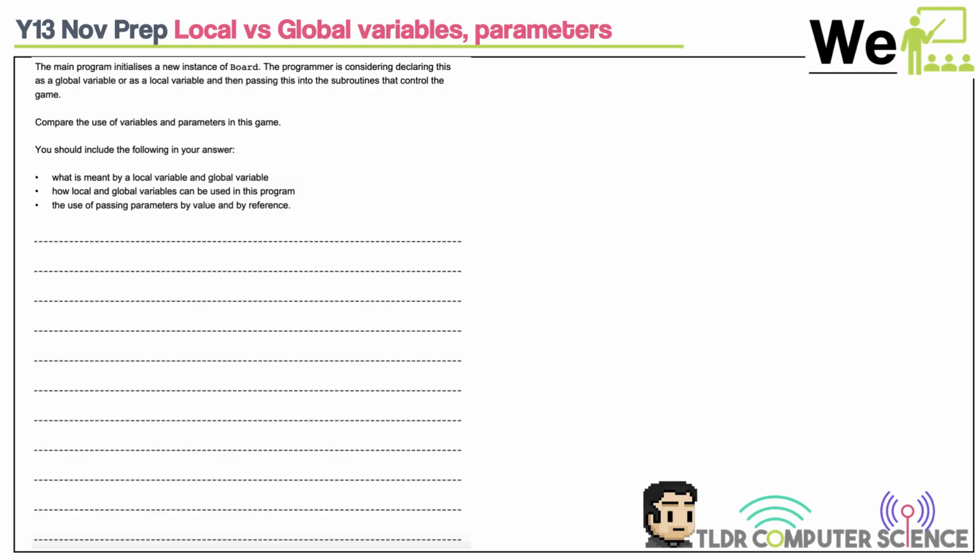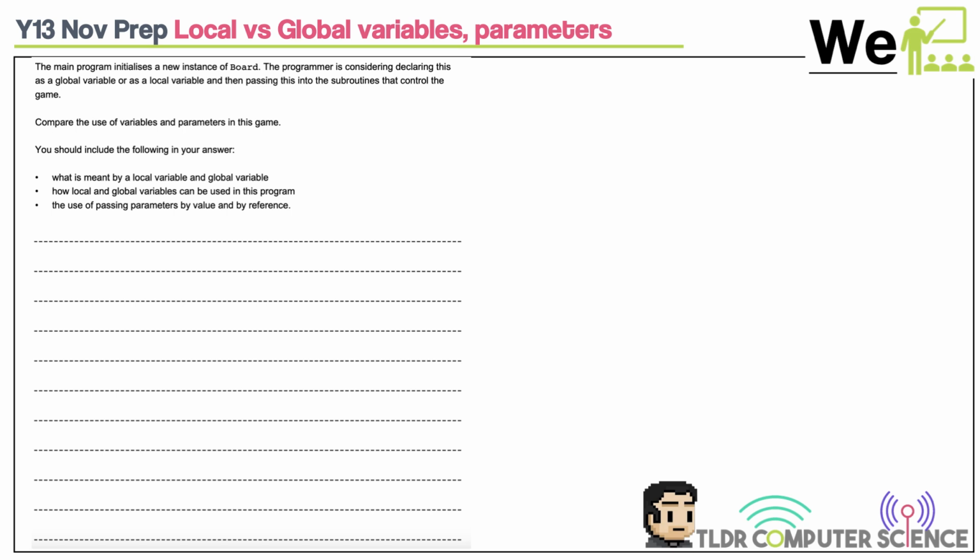Question about local variables, global variables, and parameters. Let's just take a moment to remember what we mean by local variables. So local is inside the subroutine, and where is it visible? Only inside that subroutine. A local variable is visible within the scope of the subroutine, and not what's outside it. The global variable is visible throughout the scope of the code, including that subroutine.